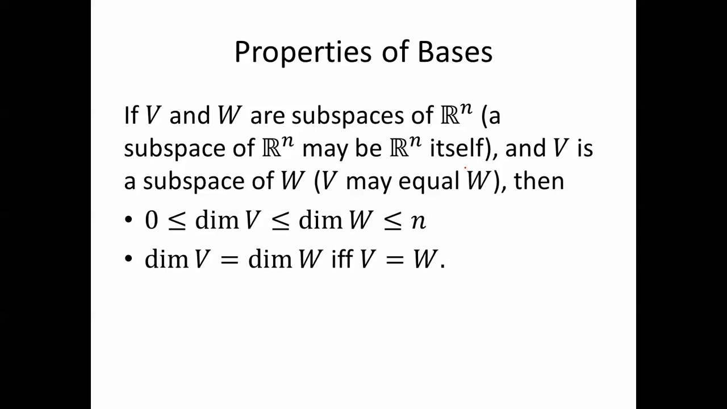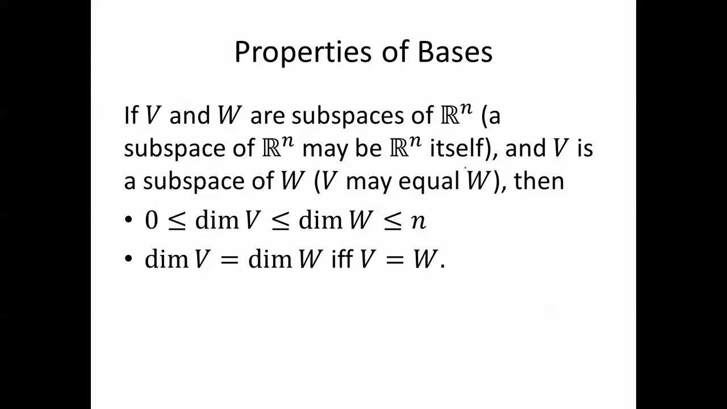This is kind of confusing. I'm going to gloss over it, not go into a lot of detail. If V and W are subspaces of Rn, now a caution, that doesn't mean that they're proper subsets. They might actually be equal to Rn itself. A subspace of Rn might be Rn itself. And V is a subspace of W. Again, V might equal W. It doesn't mean that V is a proper subset of W.